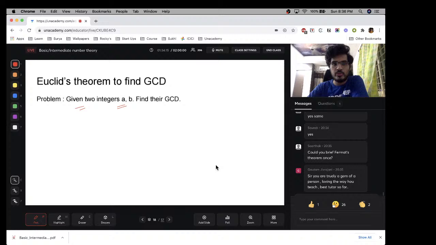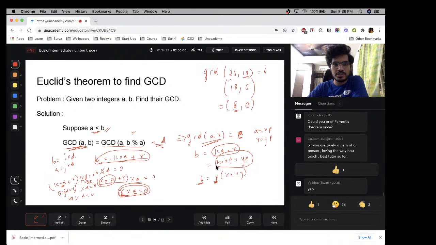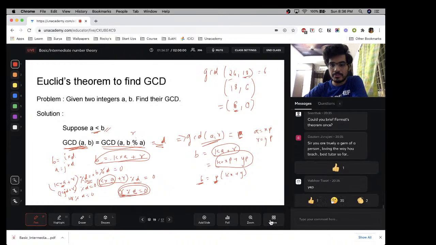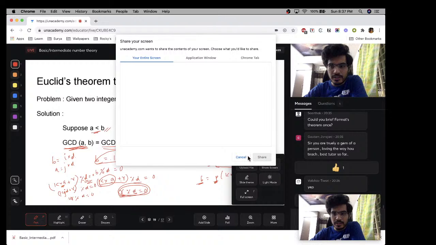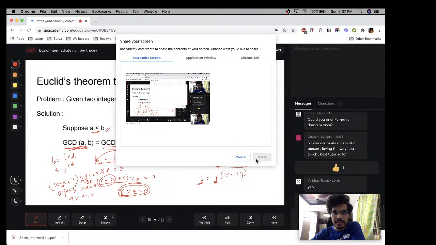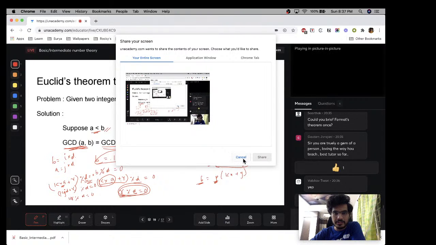Now we learned Euclid's theorem to find GCD, which was: GCD of a comma b mod a will be equal to GCD of a comma b. So recursively we can do this, right? Suppose we have, let me try to write some code here.